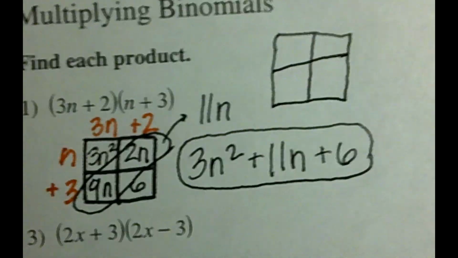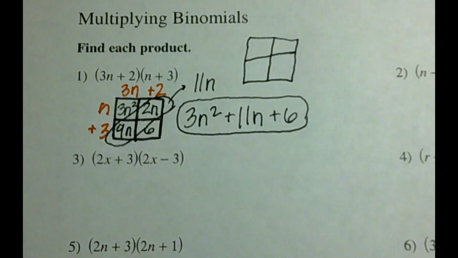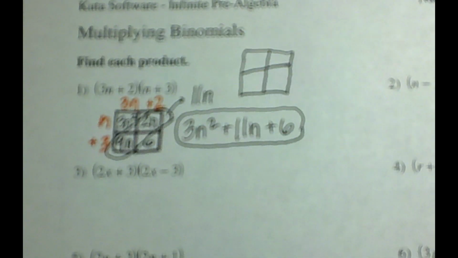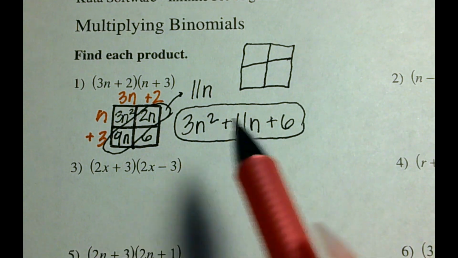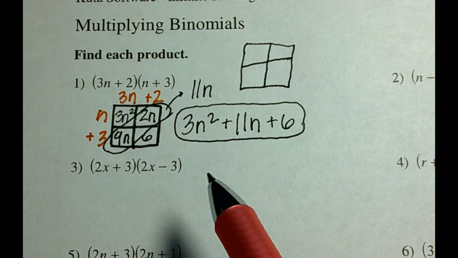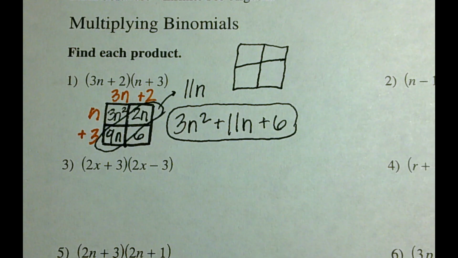Yes, the FOIL method and the box method are interchangeable. You can use one or the other and you'll get the same answer, which is what's nice about it. If you don't like the box method, you never have to use it. If you don't like the FOIL method, you never have to use it. You just have to know how to do one of them. They're the same thing, just written differently.